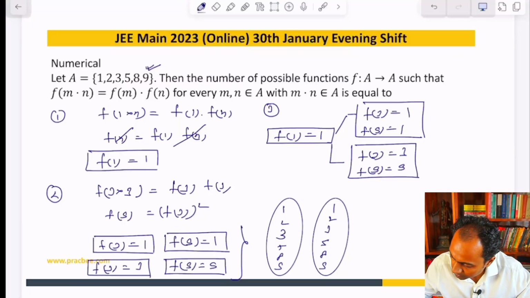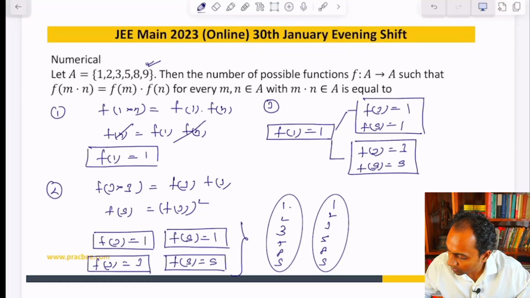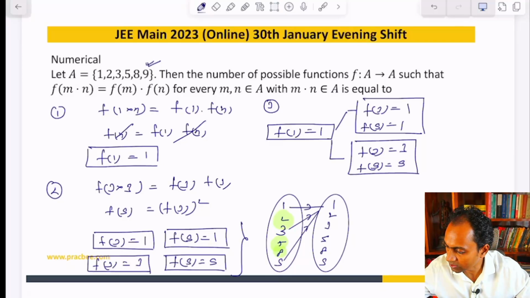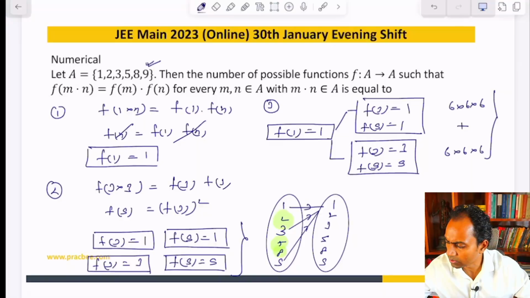So you will see that corresponding to 3, the value is 1. I am typing the first case, and corresponding to 9, the value is still 1. This leaves these elements, 1, 2, 5 and 8, with having all the 6 choices. So what I am trying to tell is basically other elements will have 6 choices. So 6 into 6 into 6 in this case, and 6 into 6 into 6 in this case. If I add them, I get my final answer. So if you do this calculation, it adds up to 430.